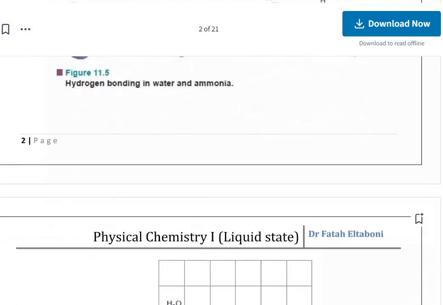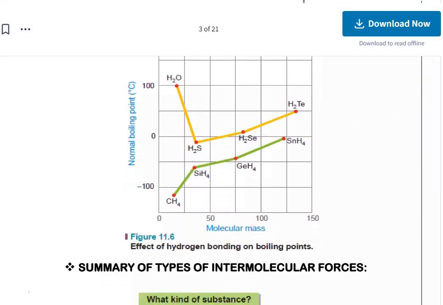So you can see the effect of hydrogen bonding on boiling points. Molecular mass versus normal boiling points: water, H2S, H2Se and H2Te. You can see the first member of this group is oxygen, then sulfur, selenium, tellurium. Water has a high boiling point in comparison to H2S. Why this change? Due to hydrogen bonding.